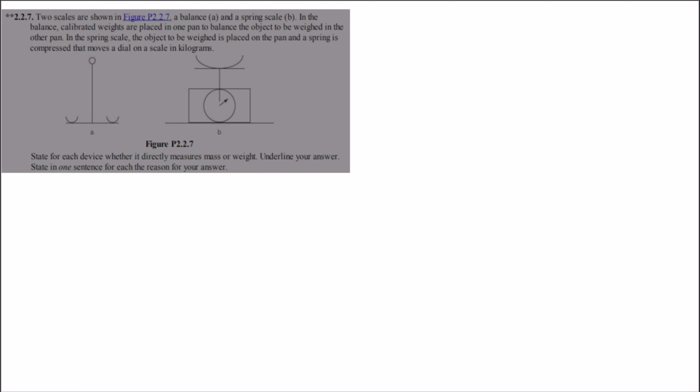State in one sentence for each the reason for your answer. For A, we can say that it measures mass, because masses are balanced. But for B, we can say weight, because the force exerted on the mass pushes a spring. The force, the weight is balanced, not mass, at B. Let's go to the next question.